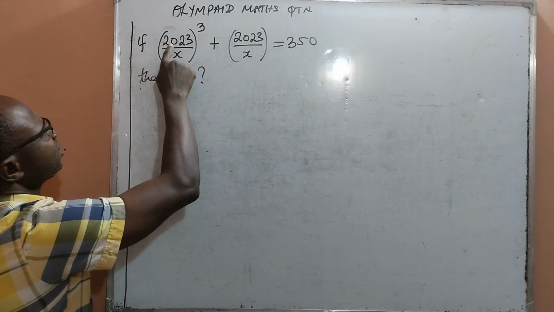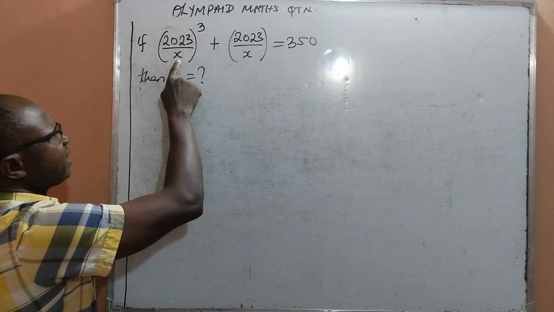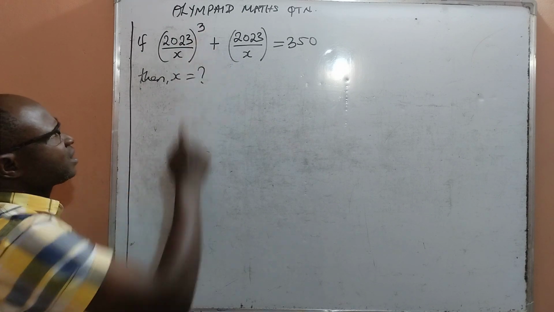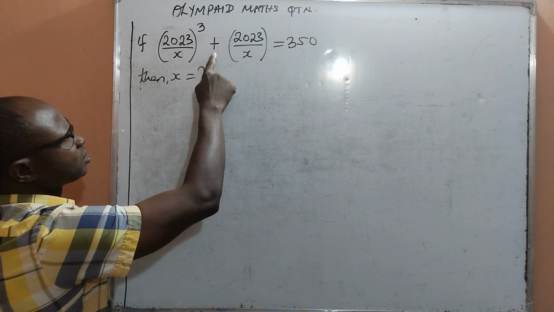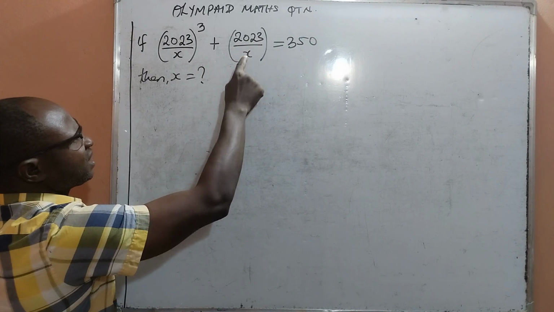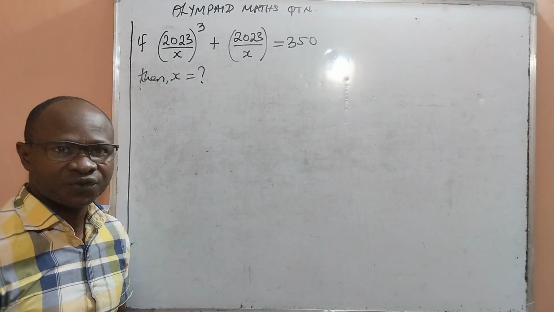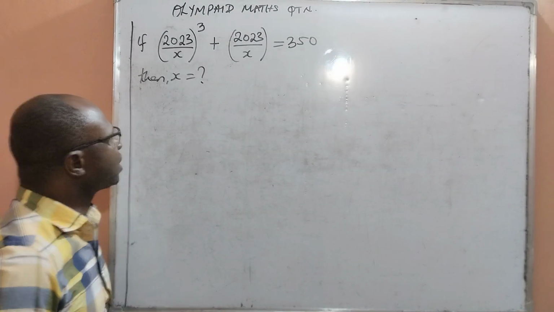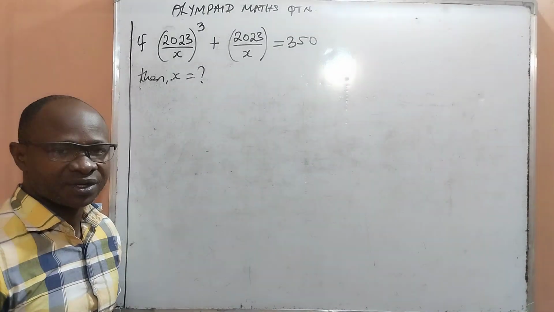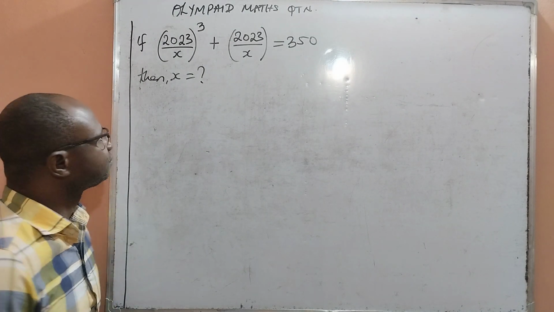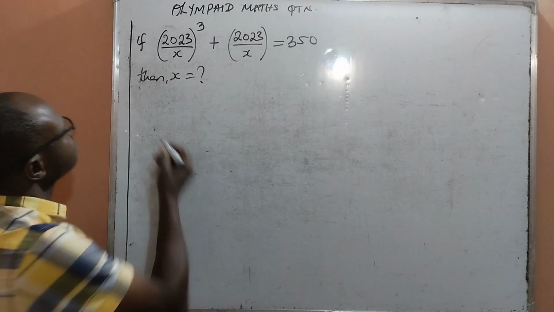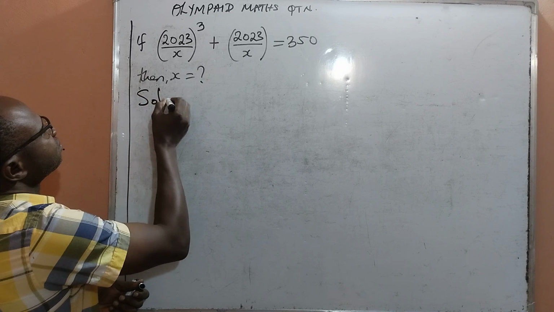If (2023/x)^3 + 2023/x is equal to 350, then we want to find the value of x. Let us solve. Now, solution.